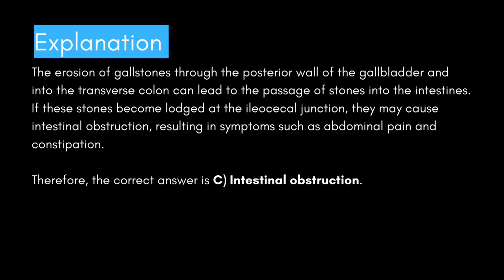The erosion of gallstones through the posterior wall of the gallbladder and into the transverse colon can lead to the passage of stones into the intestines. If these stones become lodged at the ileocecal junction, they may cause intestinal obstruction, resulting in symptoms such as abdominal pain and constipation. Therefore, the correct answer is C, intestinal obstruction. Let's go ahead and see why the other answer choices are incorrect.